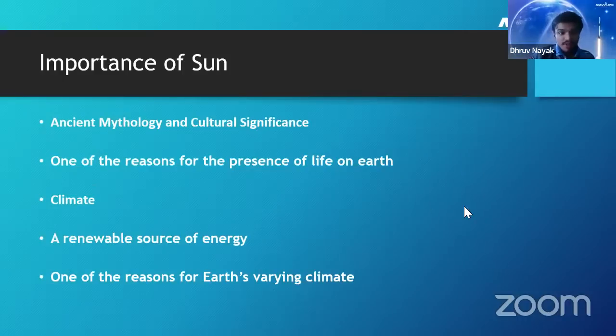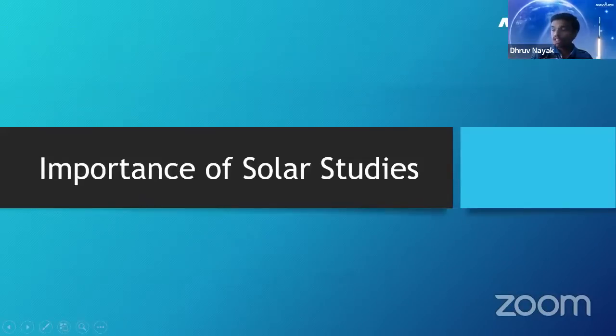Okay, we have already covered this part, Earth's varying climate. Then we come to something called the importance of solar studies. Now, having known all these parameters about the sun and why it's so important, we come to the importance of solar studies. Now, why should we study the sun?